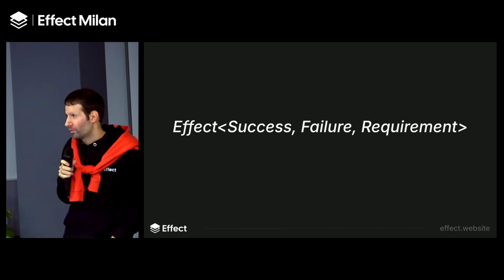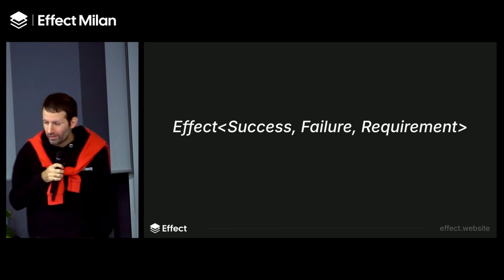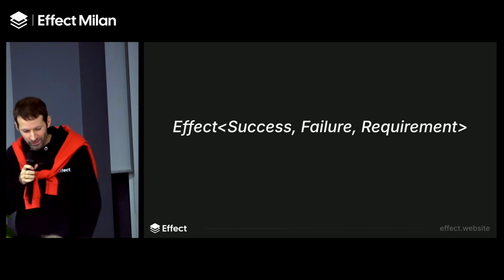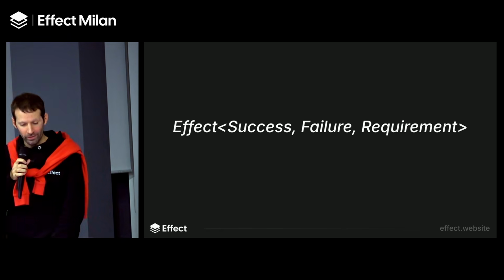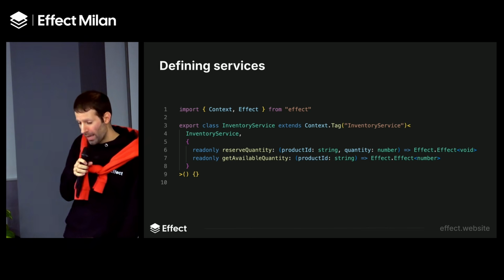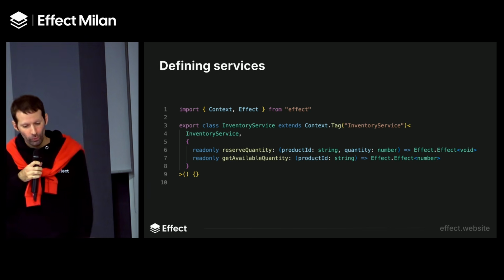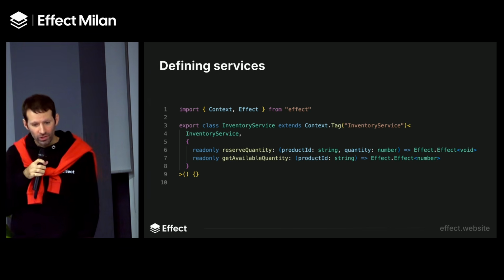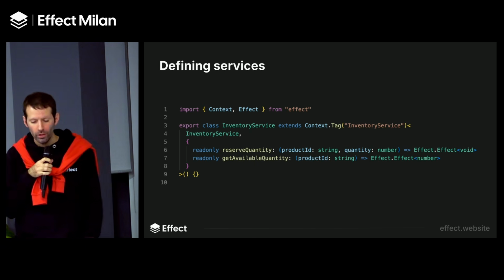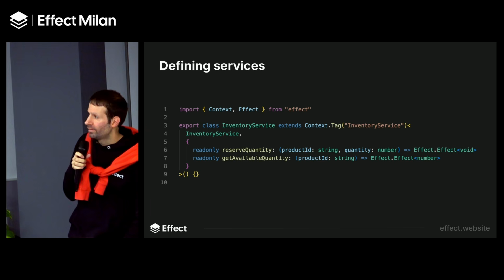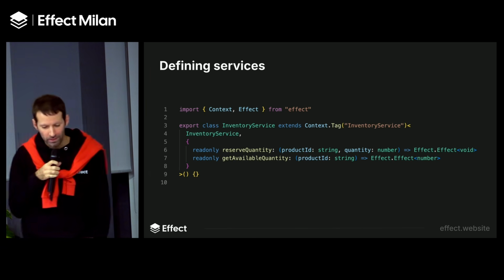But we have spoken enough about success and failure. So what's that third type parameter? Well, the requirements. Effect has a built-in dependency injection system, and it's type safe. And the first thing that we need to use it is to define a tag, which is basically an identifier that represents our actual service implementation, and alongside the shape of our service.